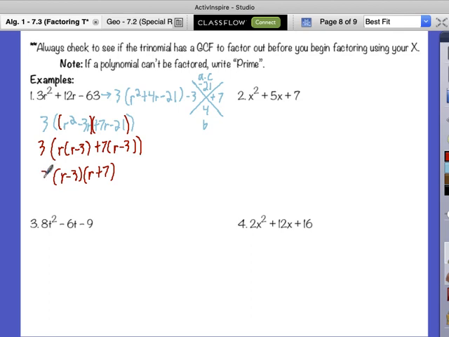The 3. And now if we were to go back through and multiply through, we'd get what we started with. If I had forgotten my 3 and multiplied just these 2 binomials, we'd get r squared plus 4r minus 91. But the 3 is what turns it into 3r squared plus 12r minus 63. Questions on that? Okay.